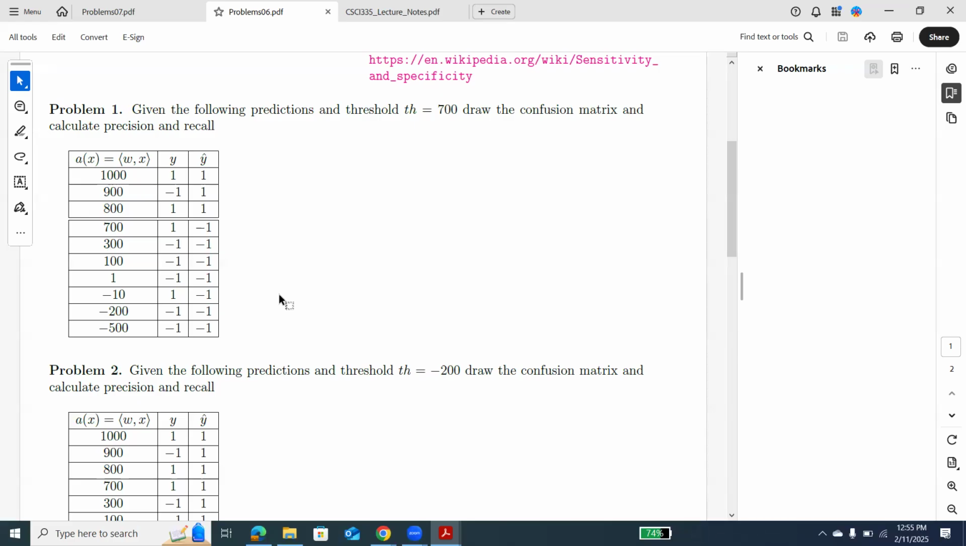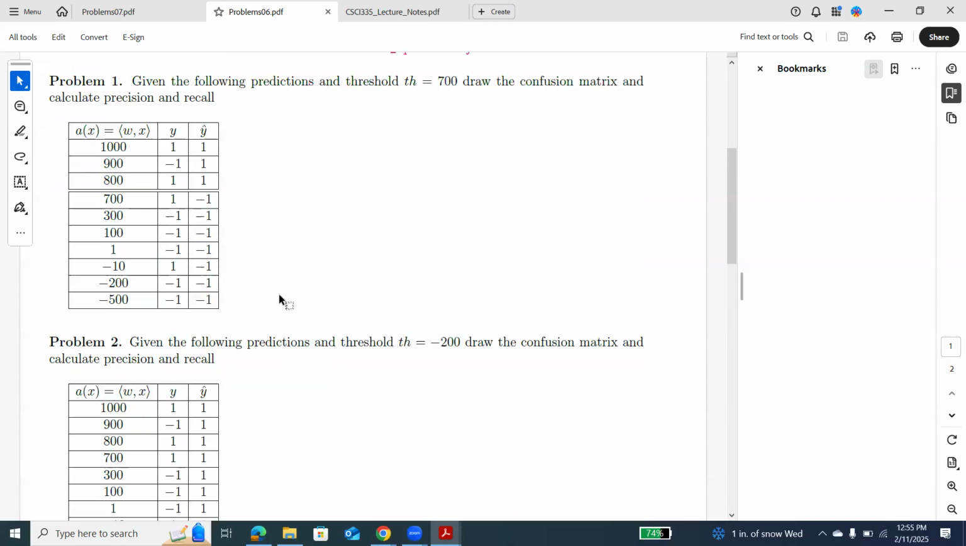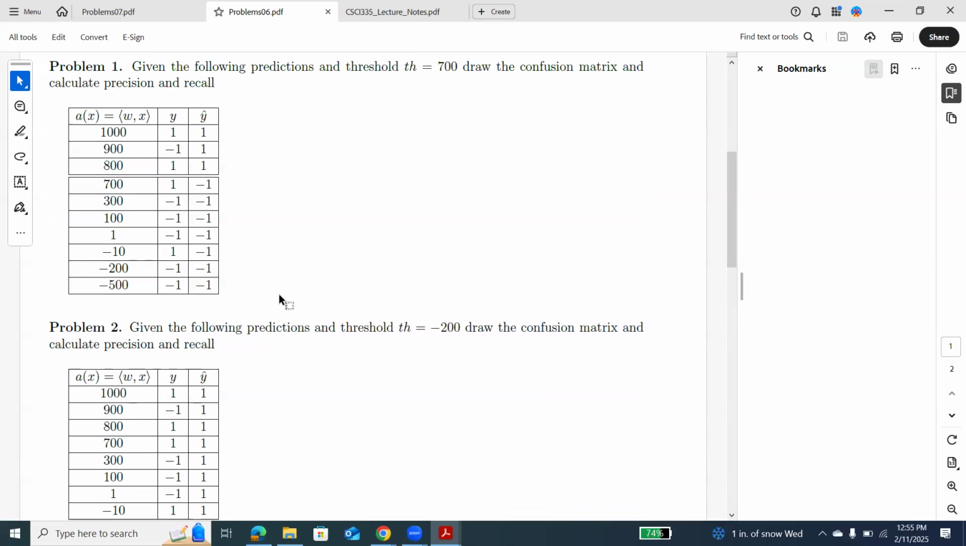And for the second problem, you have a slightly different threshold. So please calculate two matrices, one for each threshold. And then we will talk about precision and recall metrics, because we will calculate them based on these confusion matrices. And as you remember, you can communicate during problem solving with other students or ask questions.